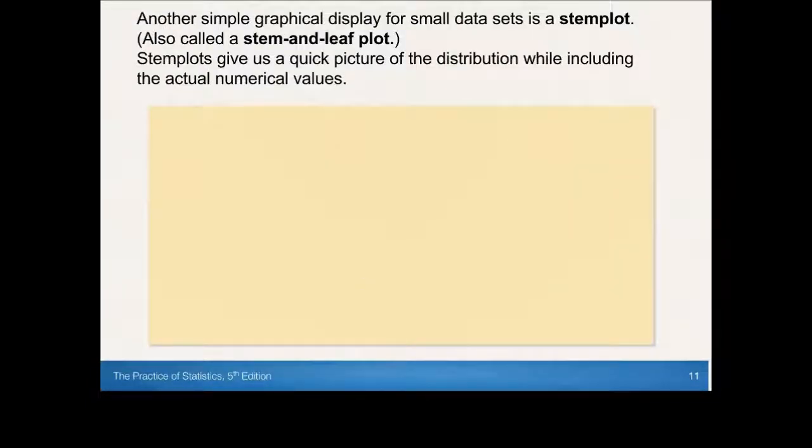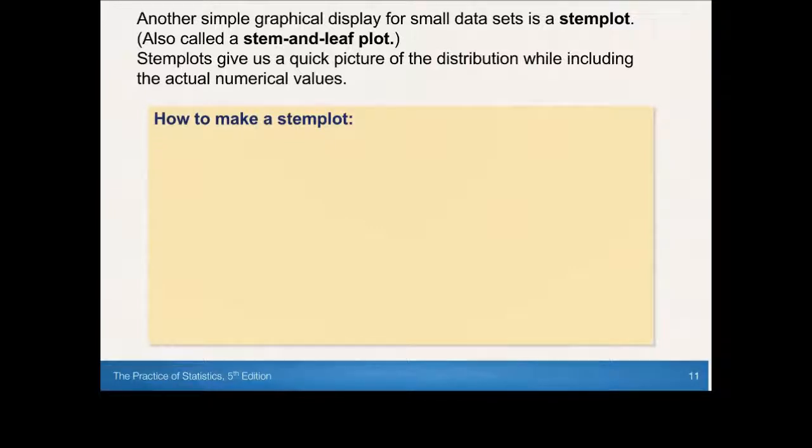Okay, so now we're going to look at a different kind of graphical plot, and it's called a stem plot. It's sometimes called a stem and leaf plot. I know in our Algebra 1 book they call it a stem and leaf plot, but in AP we're going to call it a stem plot. Stem plots usually give us a quick picture of the distribution while including the actual numbers. So in the dot plot, we couldn't see the actual numbers.